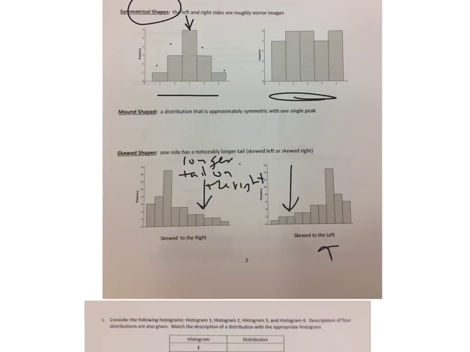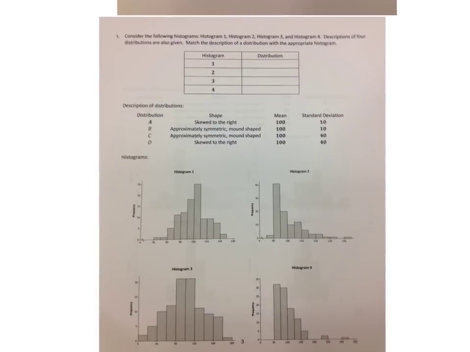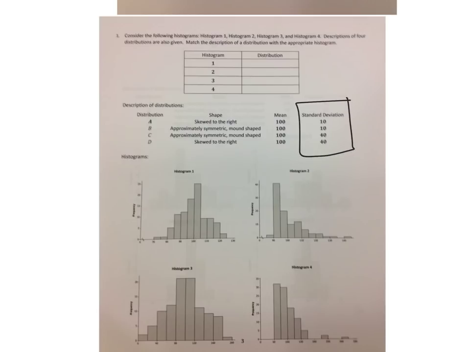So now we're going to look at page 3. Okay? Page 3 says, consider the following histograms, histogram 1, 2, 3, and 4. Descriptions of the 4 distributions are given. Match the description of the distribution with the appropriate histogram. Okay? So finding the difference between the mound shape and the skewed left or skewed right is going to be easier to see. The part that's going to be tricky is determining which standard deviation.